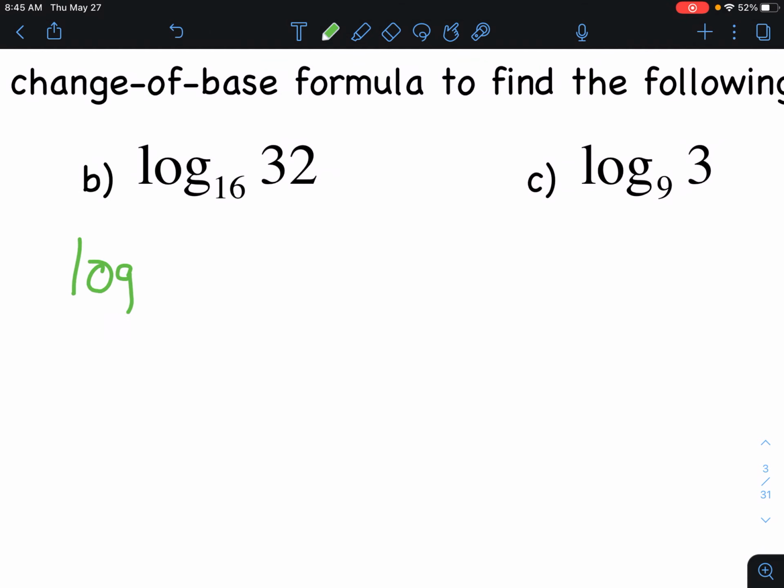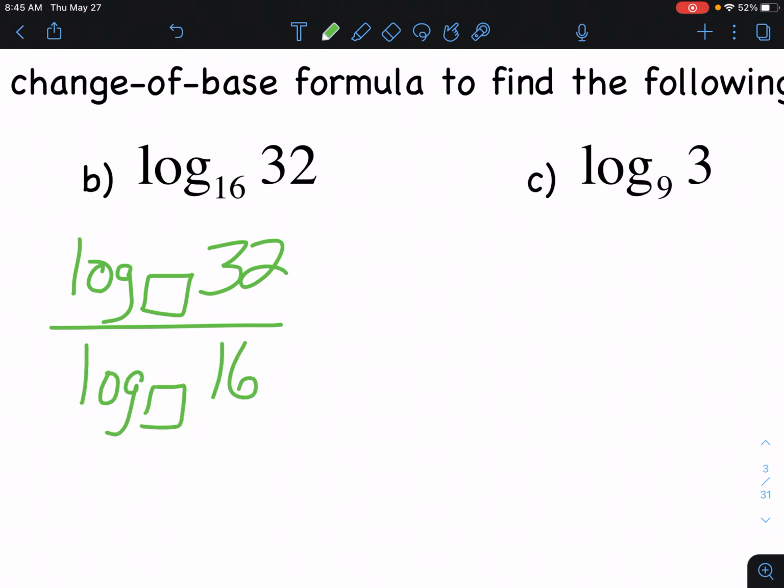Okay, let's try letter B. This one is actually quite a bit trickier. We have to think, what number can go in for the squares that has exponents that raise that number to 32 and also to 16? What numbers could that be? Pause now to think about it. Now the number is actually 2.